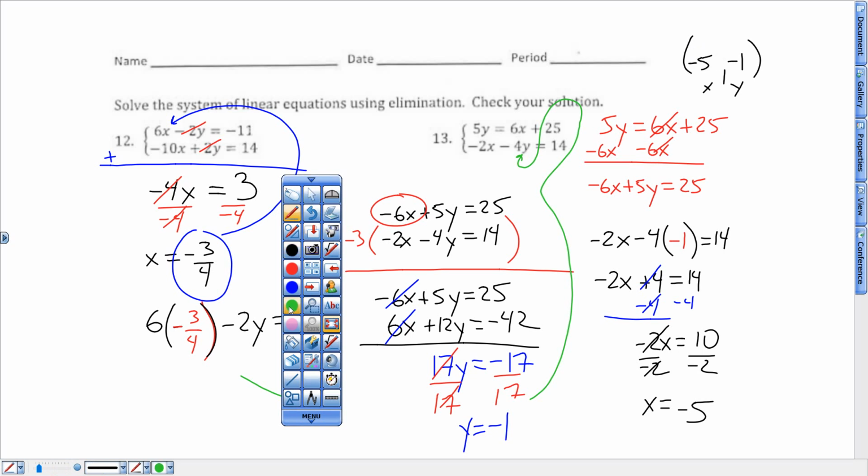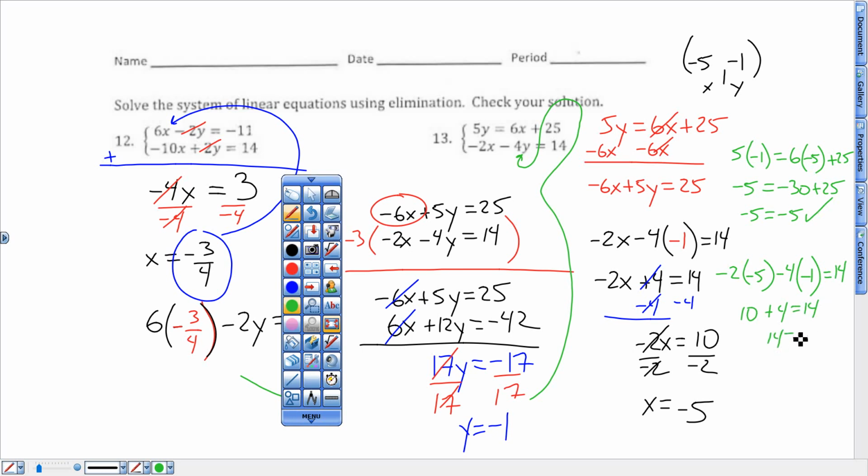All right, now let's do my check. Here I go. 5. Plug in that negative 1 for y. Is that equal to 6 times negative 5 plus 25? That gives me negative 5. Is that equal to negative 30 plus 25? And you can see negative 5 does in fact equal negative 5. Check that bottom one. Negative 2 for x, plug in negative 5, minus 4 for y, plug in negative 1. Is that equal to 14? It should. That gives me 10 plus 4, and I can see, yes, that does equal 14. That was true. All right, let's move on.